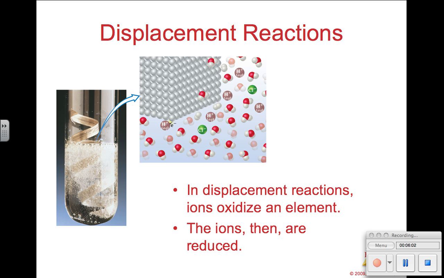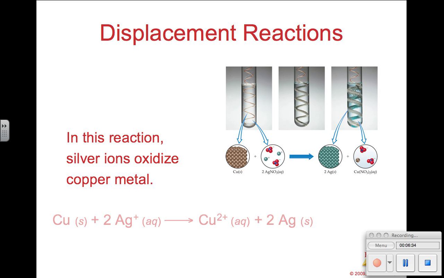By donating that electron, LEO says GER: lose electrons, that's oxidation, so the magnesium is being oxidized. And then the hydrogen is gaining electrons, because when it's hydrochloric acid, it's H+. So it gains electrons, GER, gain electrons is reduction, so the hydrogen is being reduced to become hydrogen gas, and then you get Mg2+ in solution. So that's how displacement reactions play out.